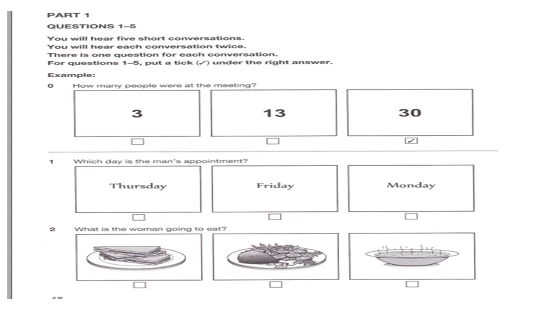Now listen again. I'd like to make an appointment to see Dr. Owen tomorrow morning, please. That's Thursday. He's not free at all tomorrow. What about Friday afternoon? If not, it will have to be Monday morning. I can't come any afternoon. I suppose I'll have to have the morning appointment then. OK, we'll see you at 9. What's your name?